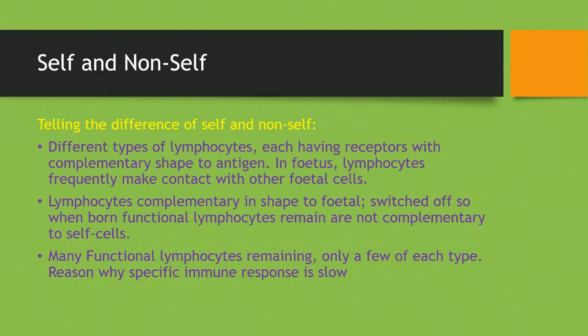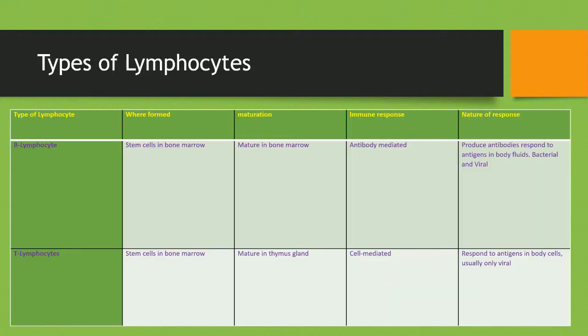So many functional lymphocytes remaining, only a few of each type, and this is why it's slow. So although there are many functional lymphocytes remaining, there's only a few of each type to target each disease. Types of lymphocyte then. You have B lymphocytes and T lymphocytes.